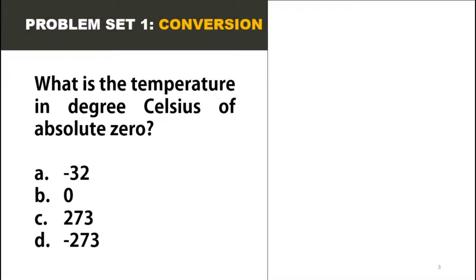For number 1, we have: what is the temperature in degrees Celsius of absolute zero? First, we need to know the temperature at absolute zero in order for us to convert that to degrees Celsius. So when you say absolute zero, in thermodynamics, that temperature is equal to 0 Kelvin.